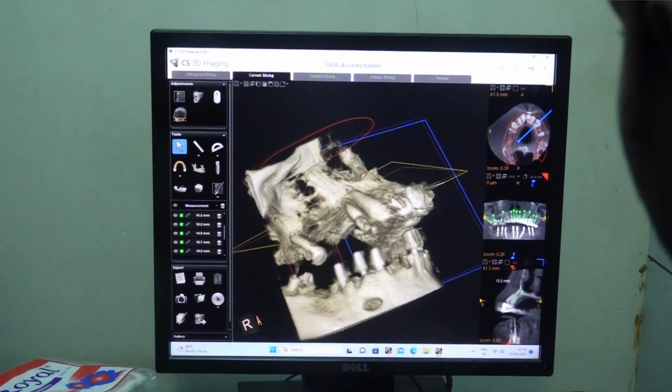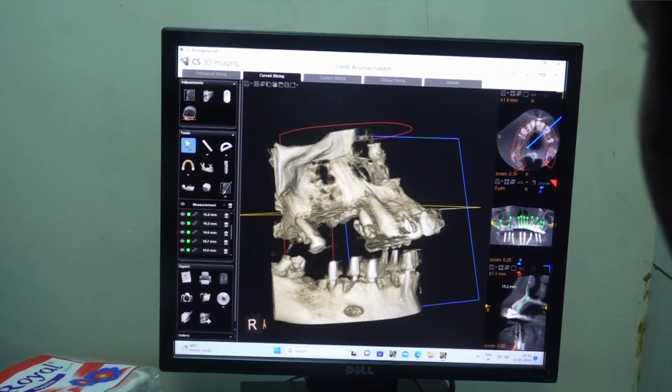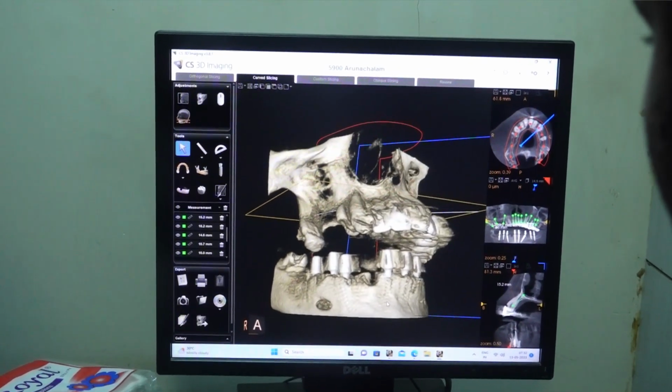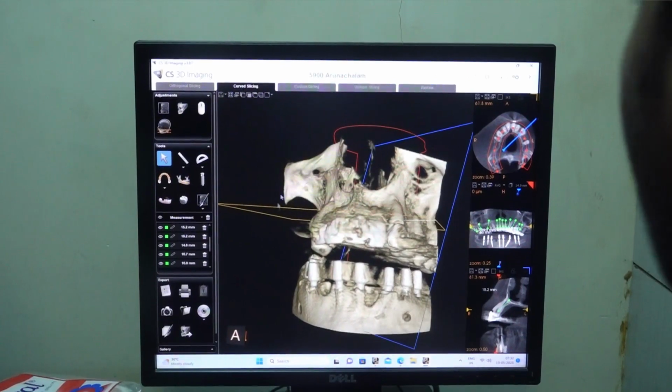The lower implants came well. You can see the big mental foramen. It's very unusual to see such a big mental foramen. Okay, that's it.